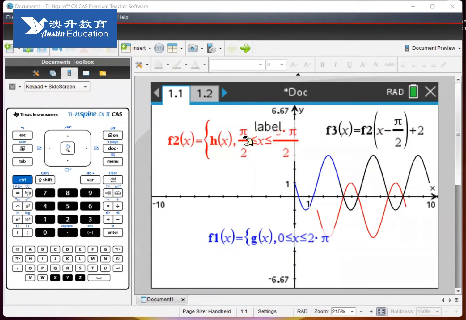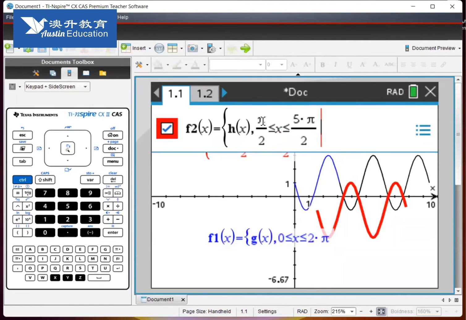Well, I've tried two choices. One choice for the original domain to be half pi to 5 pi over 2. Well, you can see even though the shape and the function rule is the same, the domain is not quite. But what if we change the domain so that it has a span of 2 pi? Let's say minus half pi to 3 pi over 2.